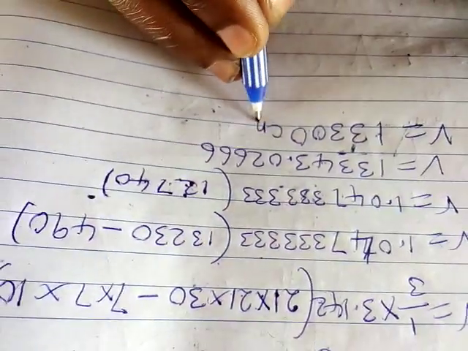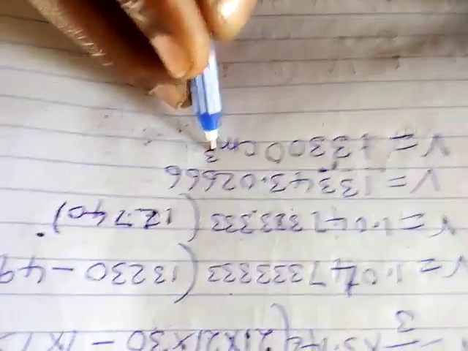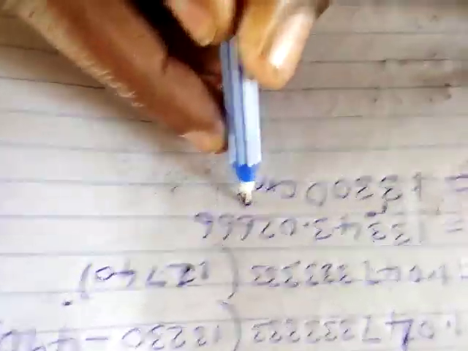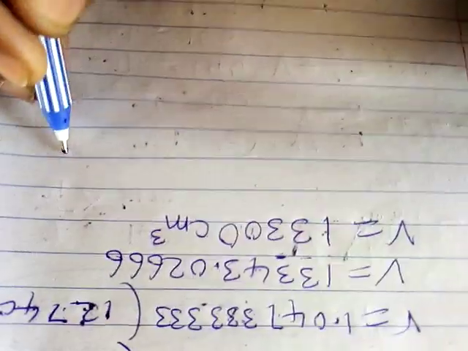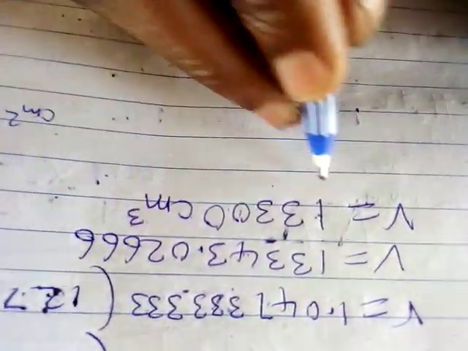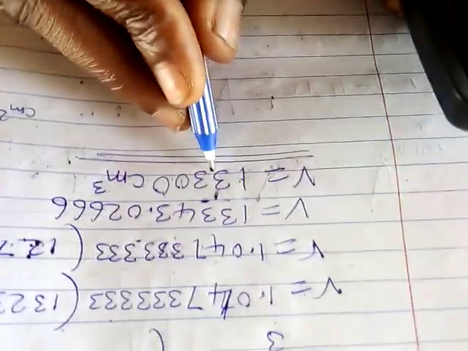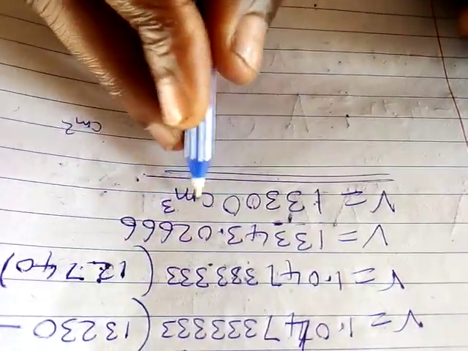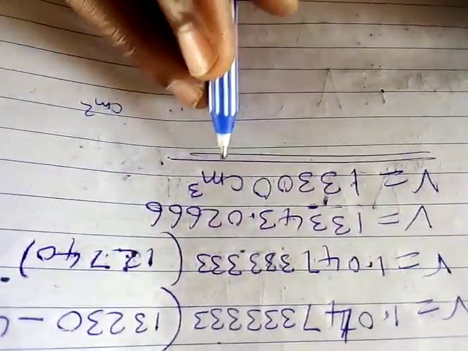So in what? Cubic centimeters. Remember to add cubic because we are finding the volume. If it is the area, it's square centimeters, but volume is cubic centimeters. So the volume of the frustrum is 13,300 cubic centimeters. Thank you very much.